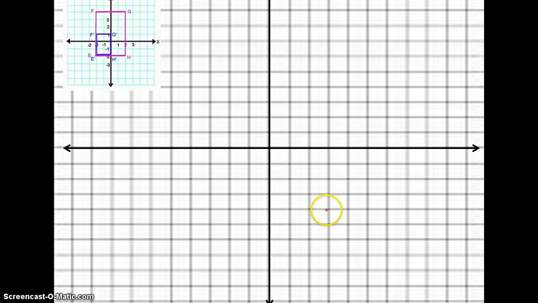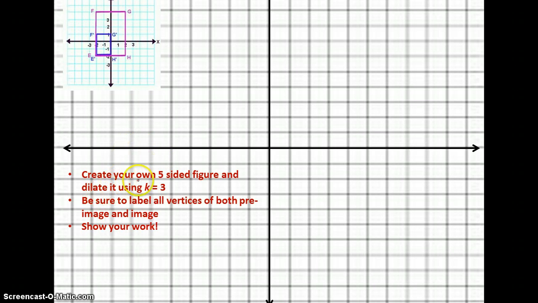On the back of your handout, you'll see a coordinate plane, and I've inserted an image here just to remind you of what we're doing. We're looking at dilations. But for this coordinate plane, what you are to do is create your own 5-sided figure and dilate it using a scale factor of 3. Be sure to label all vertices of both your pre-image and your image and show all your work.